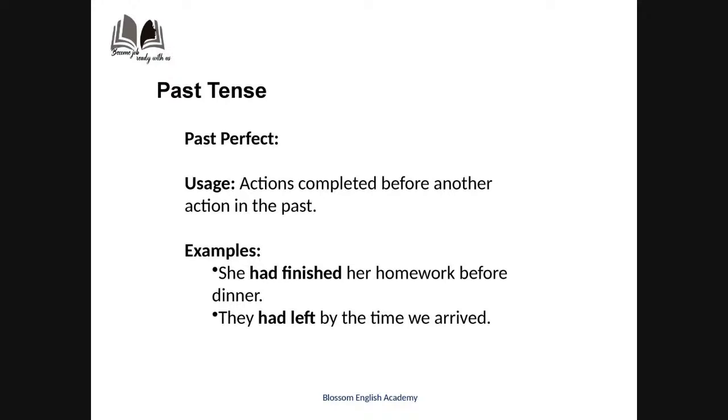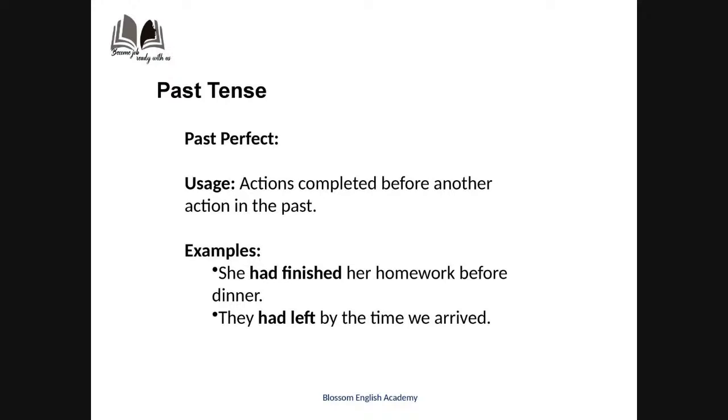Look at the second sentence. They had left by the time we arrived. So there are two actions. There were two actions that had already occurred. One is they had left. Maybe your friends. So those persons have left. And the second thing is the time we arrived. We arrived is the second action that happened. So we arrived and your friends left.